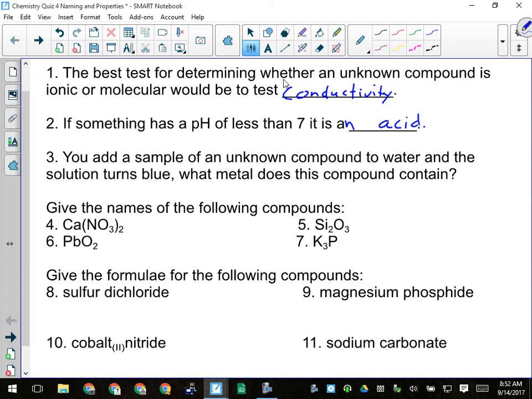Number three, you add a sample of unknown compound to water and the solution turns blue. What metal does it contain? Cu, which is copper. No, cobalt's pink or red.